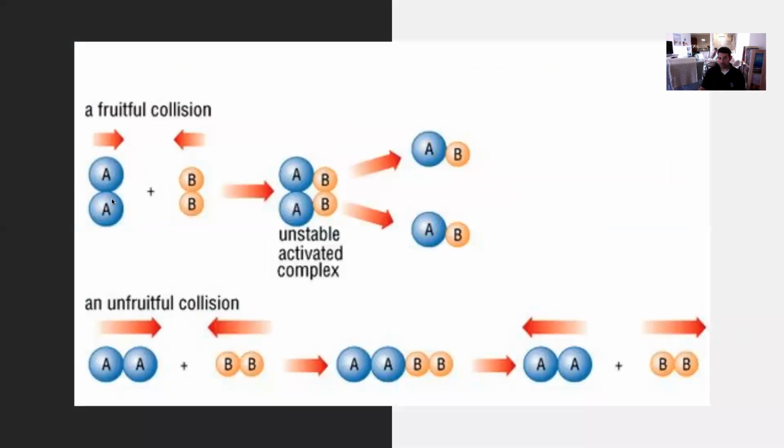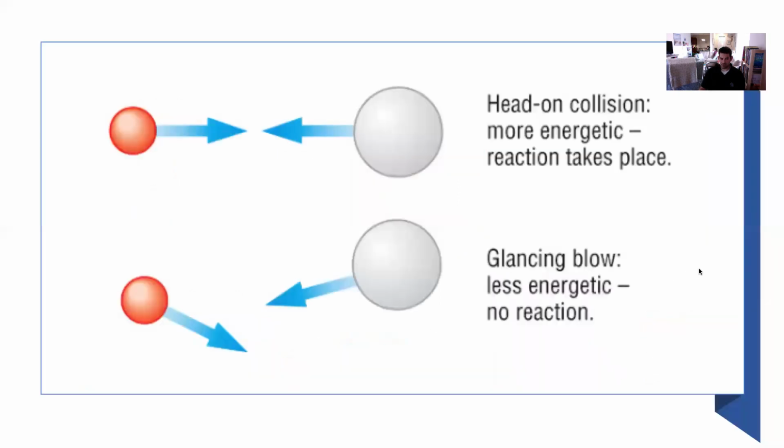So again, a fruitful collision, proper orientation, sufficient energy, we get this activated complex, but then we get the products. An unfruitful collision, either it doesn't have the right orientation or it doesn't have enough energy, and they just bounce right off those molecules. All right. Now, a head-on collision is going to have more energy than kind of like a glancing blow.